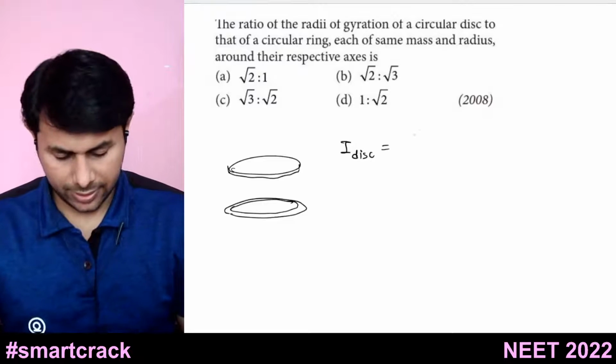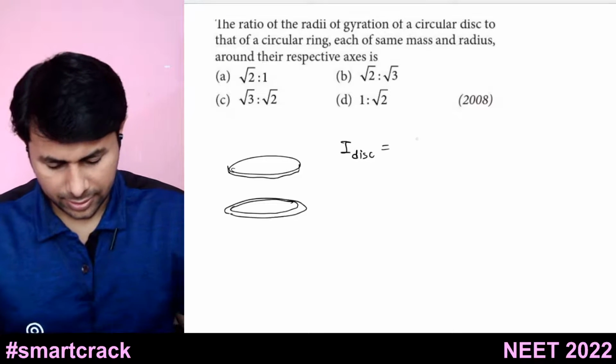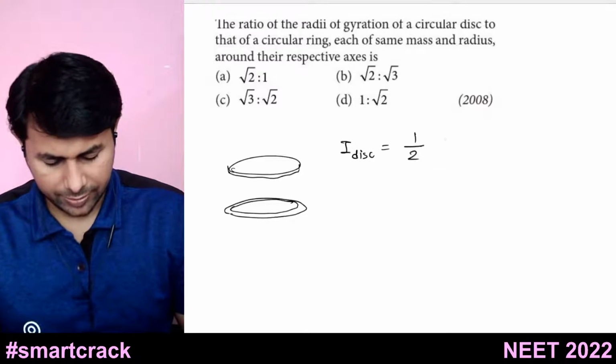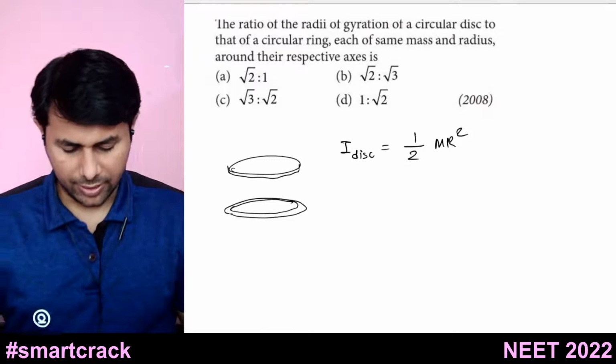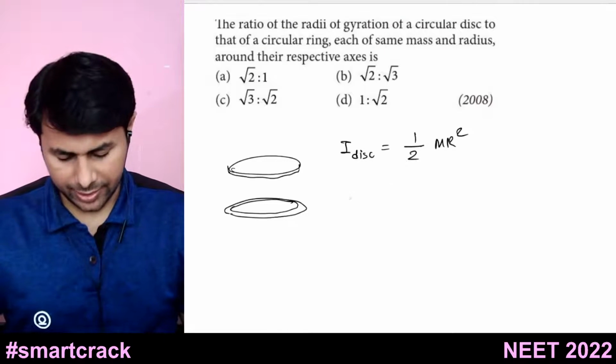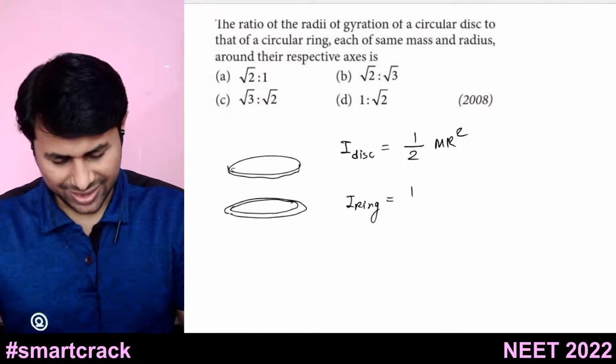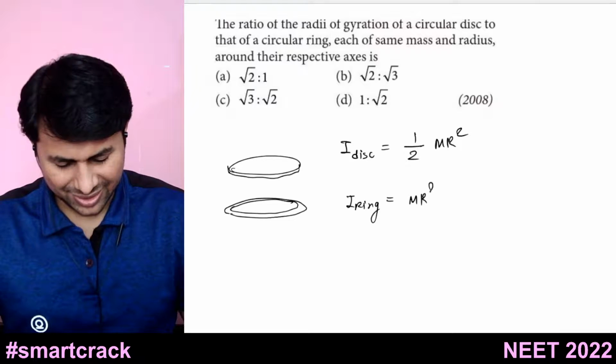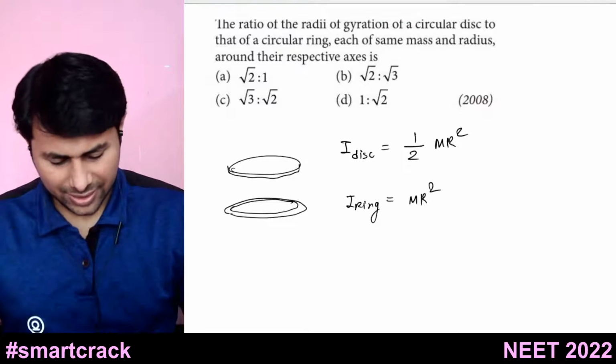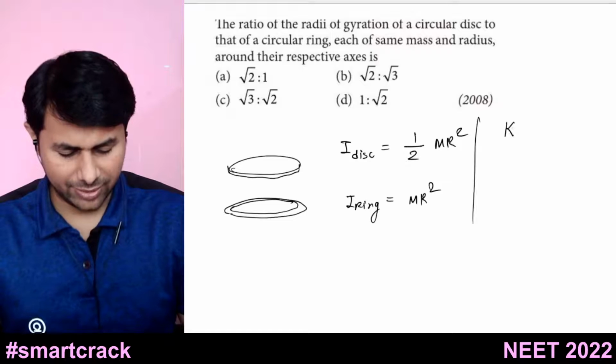It is half of mr square. What is the moment of inertia of a ring? It is not half, it is m into r square. Okay, and you want the radius of gyration.